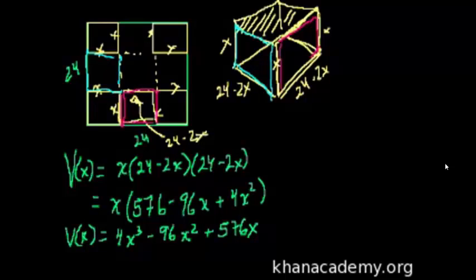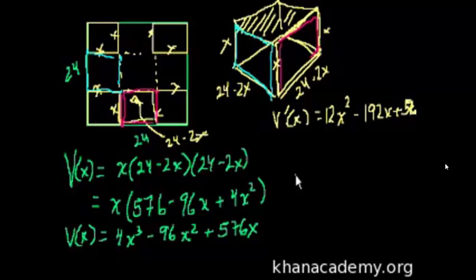So anyway, the derivative, V prime of x, is equal to 12x squared. This part's the fun part. 12x squared minus, was it 180? 192x plus 576. Plus, that says 576. I know it's hard to read. It's hard to read for me.